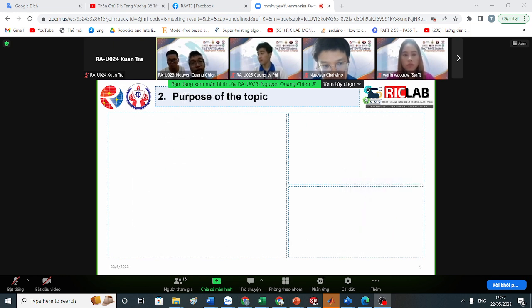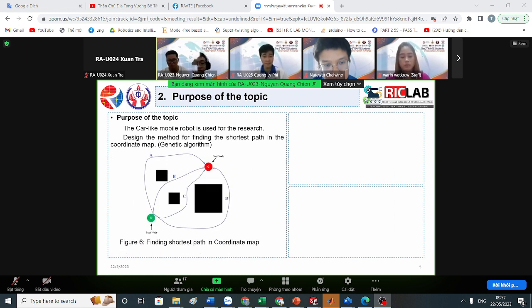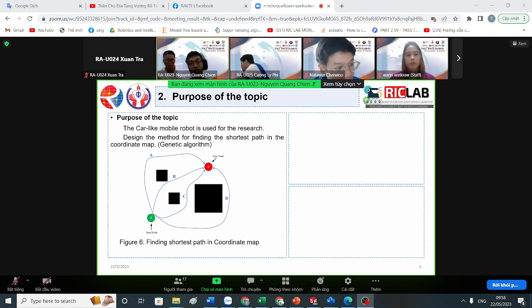Next is the purpose of the topic. The first purpose is we concentrate on the car mobile robot. The second is that we have to design a method for finding the shortest path in a coordinate map. You can see in figure 6 there are 4 paths, path A, B, C, or D. With your eye, you can see path B is the shortest path, but the robot is not like you. The robot has to use some algorithm to go from start node to goal node. The algorithm that we use is the genetic algorithm.